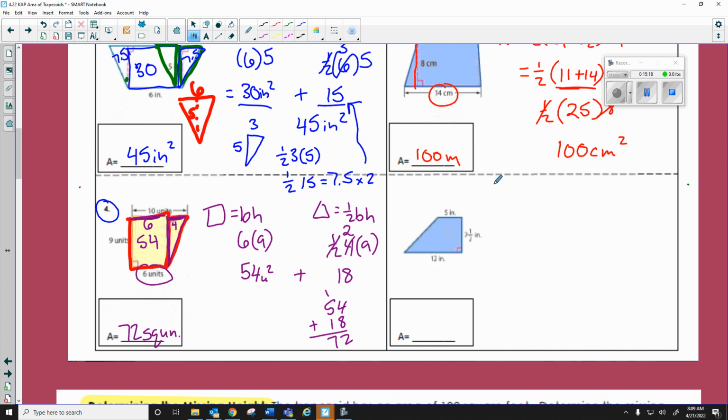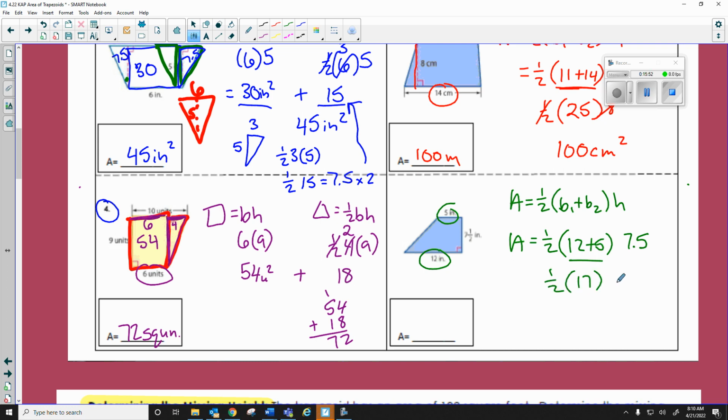Okay. Again, got another trapezoid, 2 parallel bases, and then a height. So A is equal to 1/2 base 1 plus base 2 times the height. Substitute in my values. A is equal to 1/2. My 2 bases are parallel. 12 and 5 are parallel. 12 plus 5 times the height. Ooh, 7.5. I know who y'all are, so I'm going to go ahead and put that at 7.5 because not today, fractions, not today. Order of operations, 1/2 of 17 times 7.5.